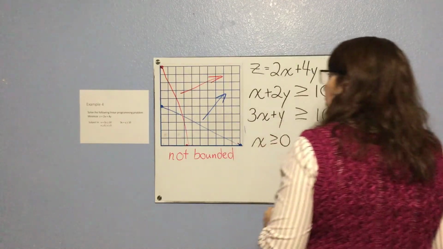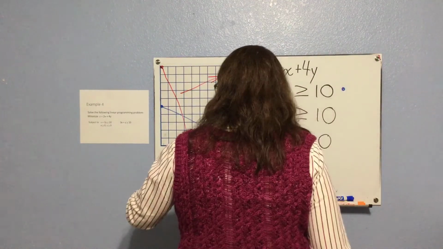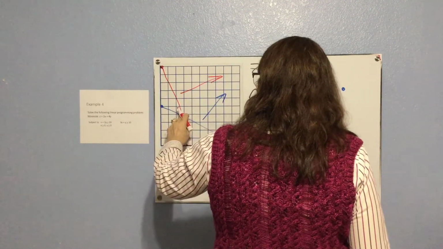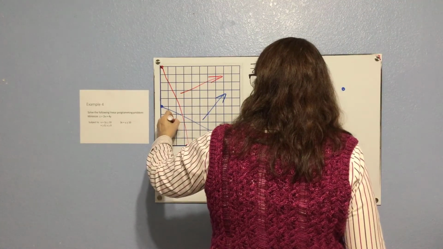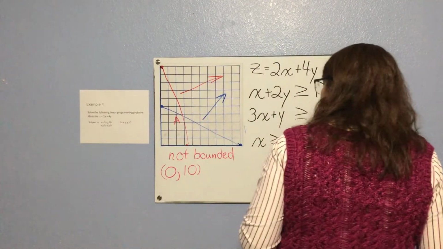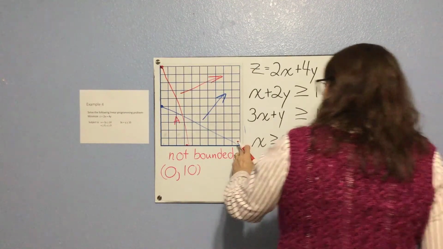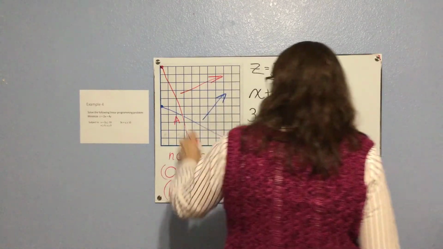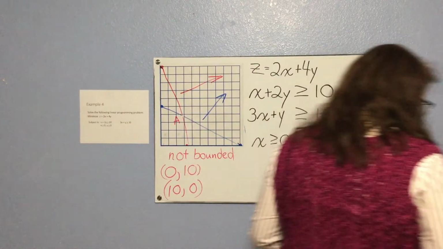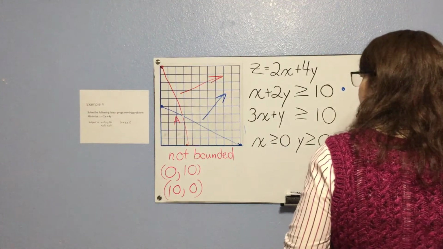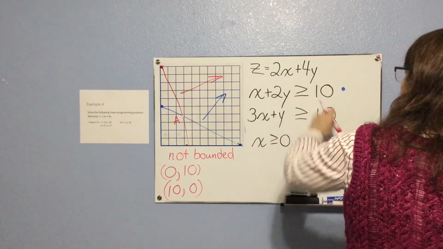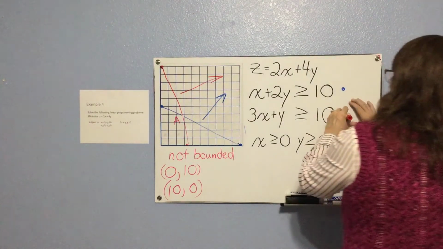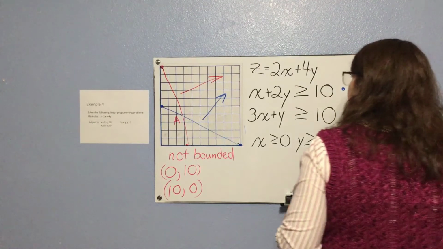But we do have corner points at 0, 10 up here. We've got this corner point. Let's just call it A for now. And then I've got a corner point here at 10, 0. So I need to find this corner point that I'm calling A. So I'm going to let these two things equal each other. They're very nice to me. And let both of them equal 10.